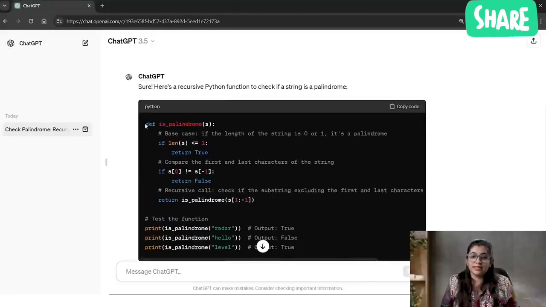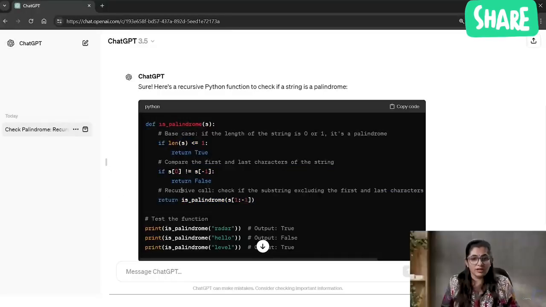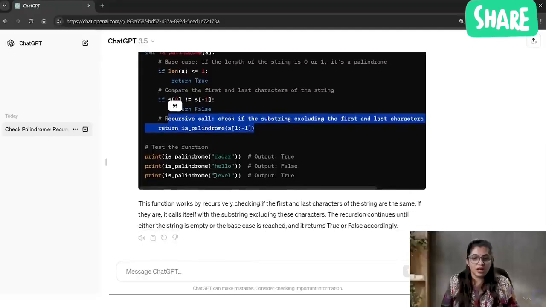Now, given that, with comments, this is the base case. If the length of the string is 0 or 1, it's a palindrome. Compare the first and last characters of the string. Return false if they are not equal. Recursive call: check the substring excluding the first and last characters. So this becomes your output.